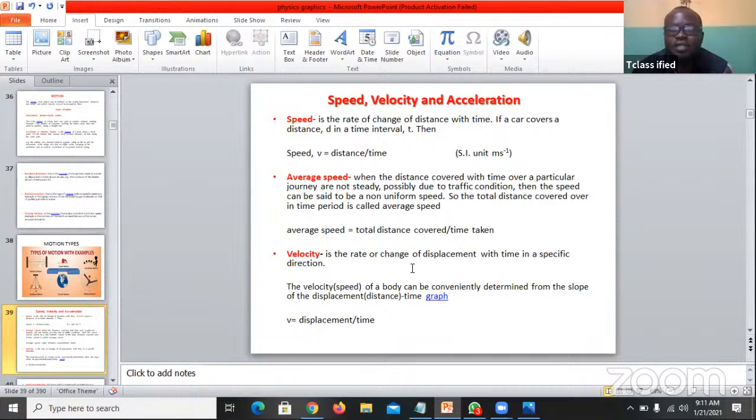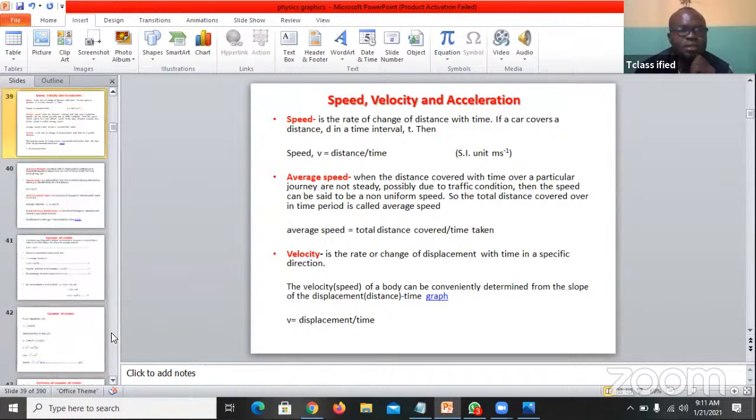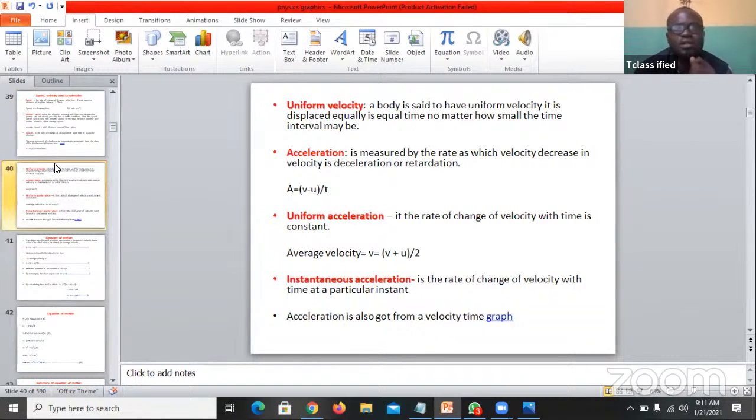Now, velocity is the rate of change of displacement with time. So it's similar to speed, but we are talking about movement in a direction. Okay. So those two are very important. We also need to know what uniform velocity is. A body is said to have uniform velocity if it is displaced equally in equal time.